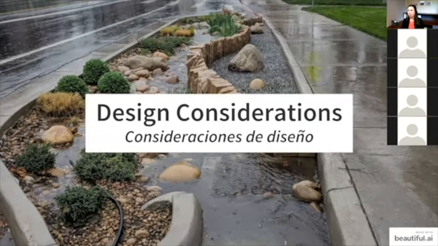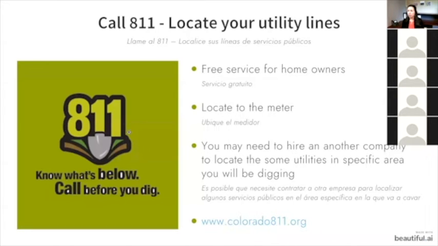Okay, here are a couple of design considerations. One, I know this won't be relevant to everyone depending on what type of rain gardens you were installing, but it's such an important point. I wanted to put it in here to remind everyone. So please locate your utility lines before you do any digging. If you are a homeowner, there is a free service. They do locate to the meter, or you might need to hire another company to locate some utilities in other areas that are past your meter. But obviously, if you're doing a large rain garden, this would be a part of your process, but just really wanted to highlight the importance of knowing where your utility lines are.